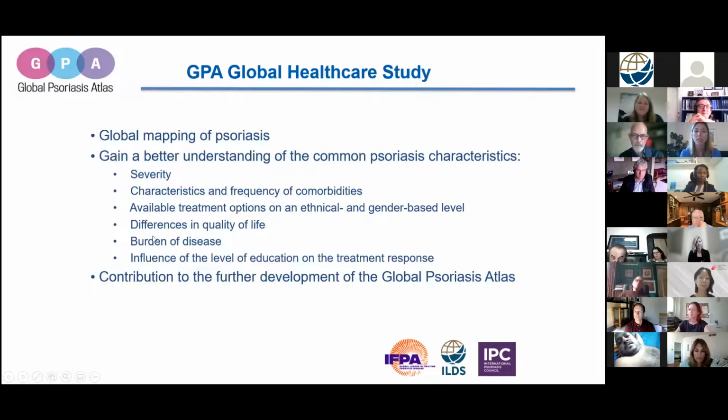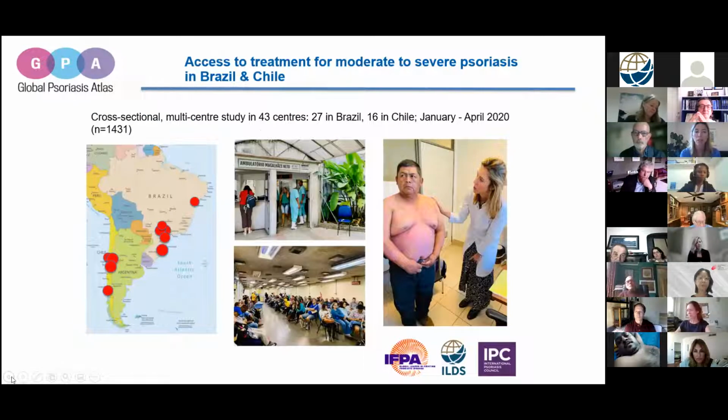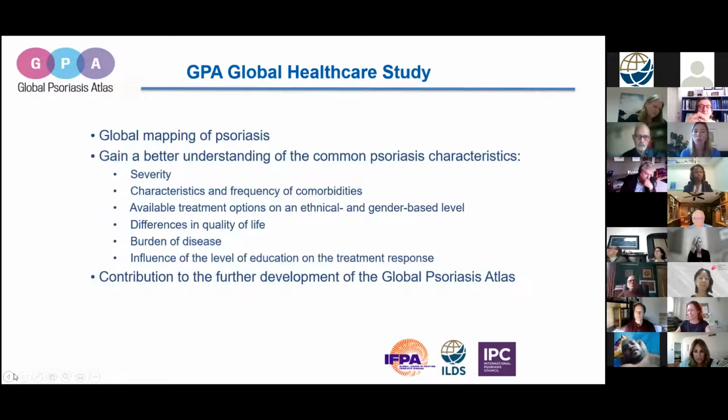The Global Psoriasis Atlas healthcare study is the idea of global mapping of psoriasis to be able to gain a better understanding of the common psoriasis characteristics, thinking and talking about severity, about differences in quality of life, about burden of disease, as well as, as Professor Griffiths already said, the availability of treatment, the access to treatment. And all this is to better contribute to the further development of our Global Psoriasis Atlas.